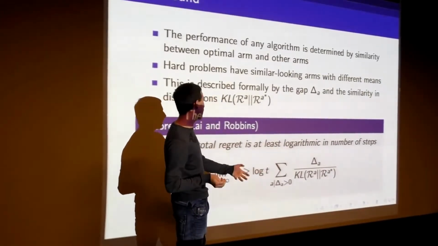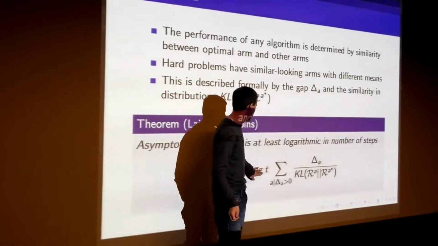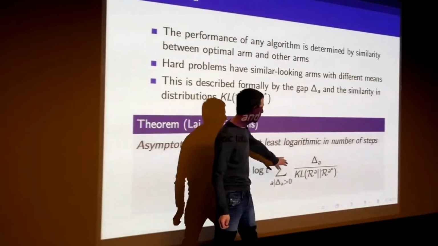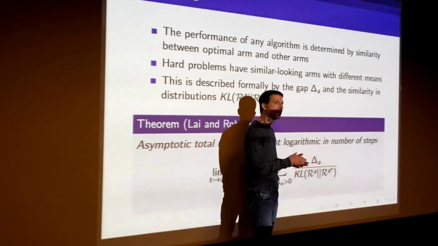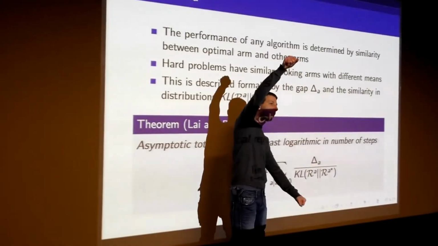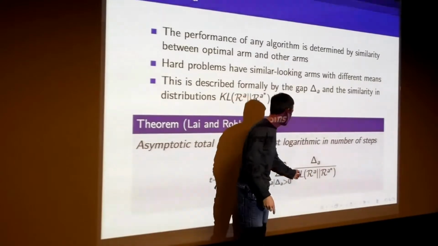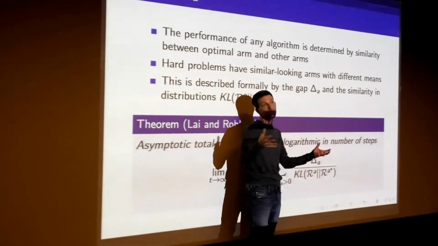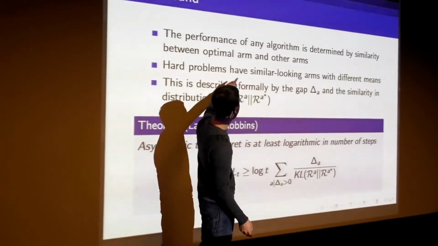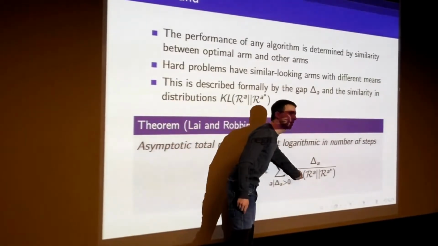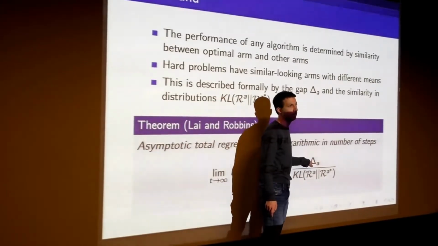The regret that we incur is at least logarithmic in the number of steps that we take, multiplied by this term, which is proportional to the gap. So the more different the arms are, the more regret we incur, and it's inversely proportional to the difference in the distributions. This is the term that tells us how hard the problem is. Hard problems have similar looking arms, that's the KL divergence between them, with different means, that's the gap here. Okay?